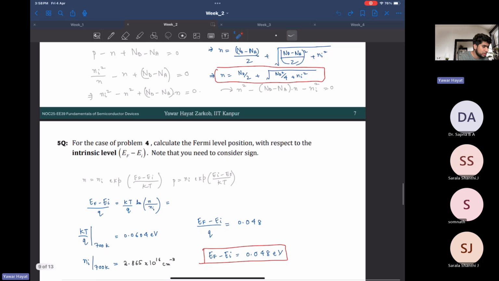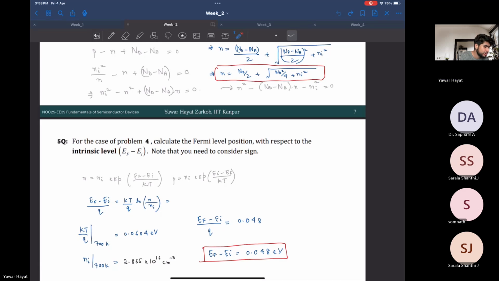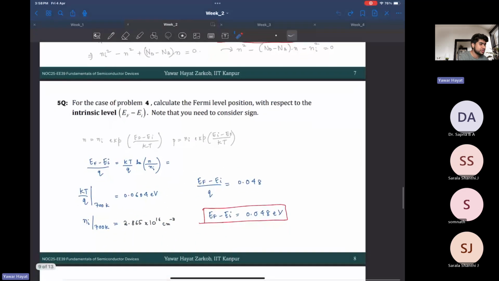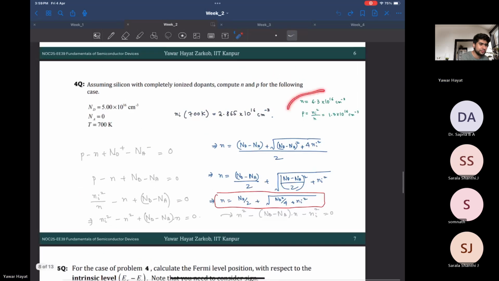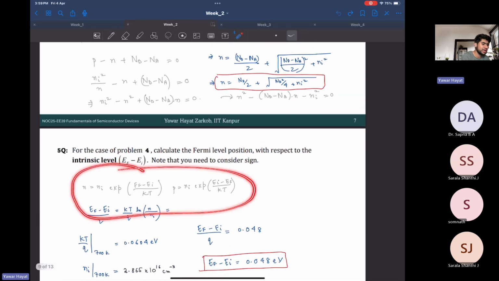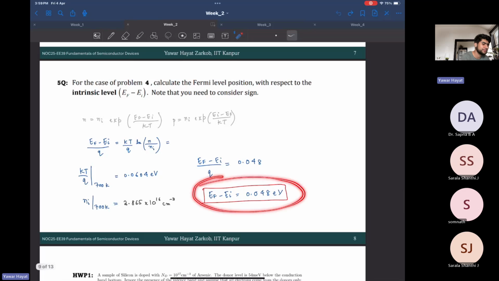So now, next problem. For the case of problem 4, you need to calculate the Fermi level position with respect to the intrinsic level, EF minus EI. I'll utilize these formulas, and I know N and P. Do I know them? I've computed them, right? I'll utilize these formulas to compute EF minus EI. Is that fine?